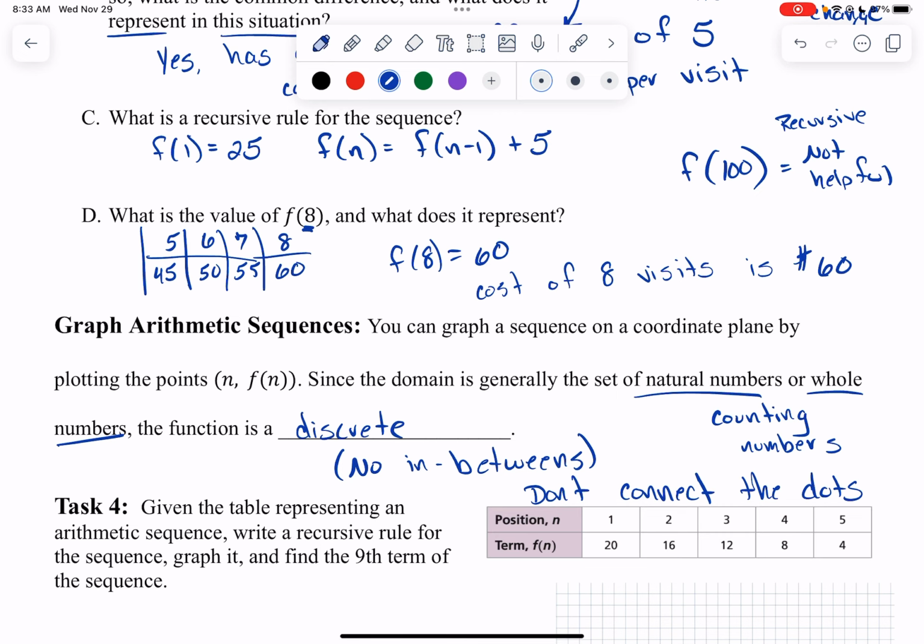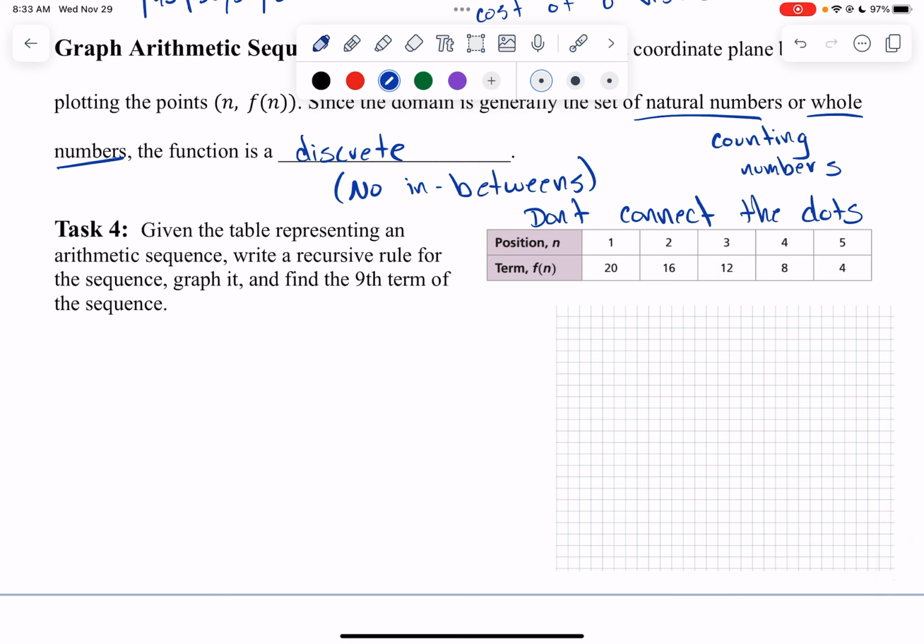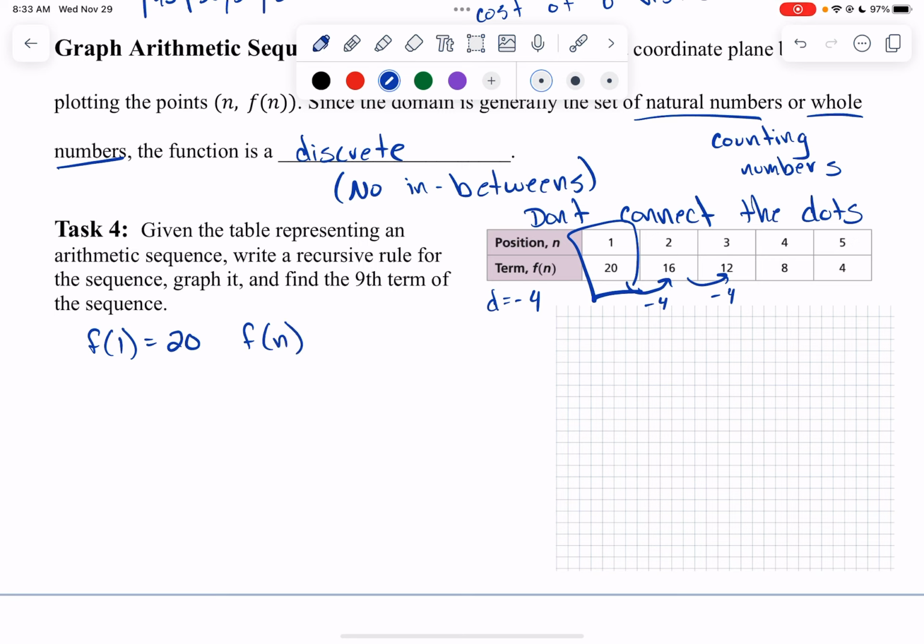So given the table, here we have an arithmetic sequence. We want to write a recursive rule for it. So first, to find that recursive rule, I need to know the first term, which we know is 20 right here. And then I need to know that common difference. It looks like it's going down by 4. So my common difference is -4. So my rule, f of n, equals f of n minus 1, the previous term, minus 4. Or plus a -4, however you want to do it.